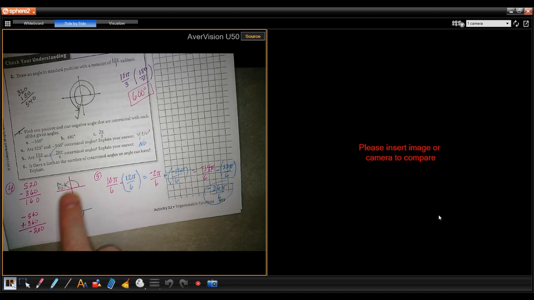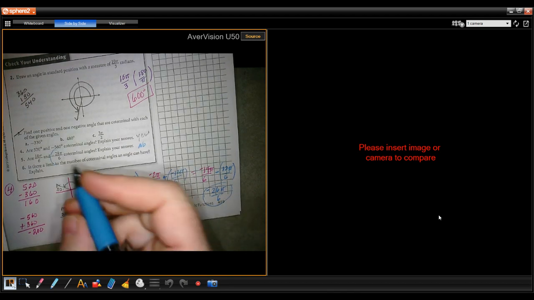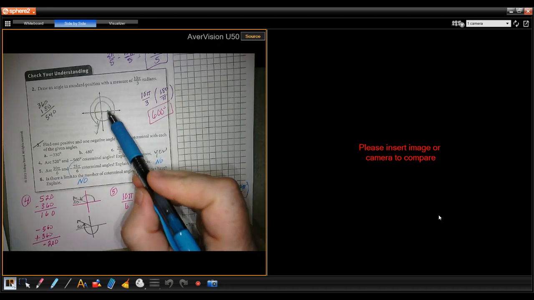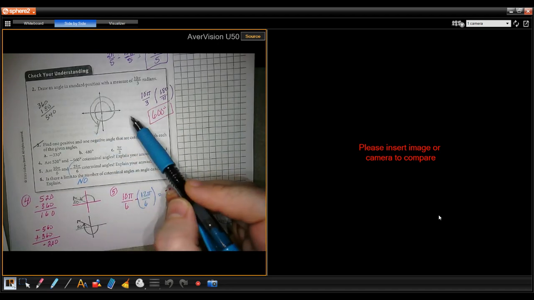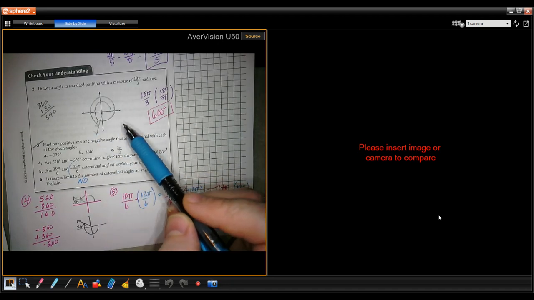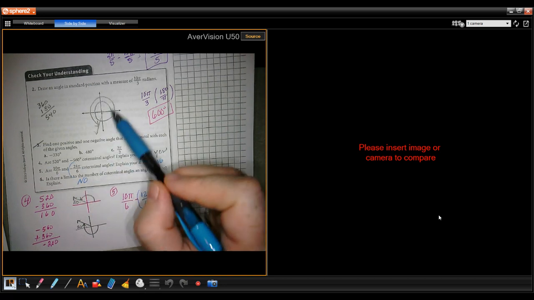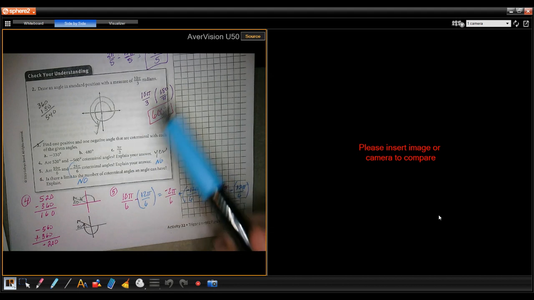Is there a limit to the number of coterminal angles an angle can have? What do you think? Is there a limit based on what we just did here? Hopefully you say no. There is no limit because you can just go around and around the circle as many times as you want. Infinity. Of course, infinity is not realistic, but no, there's no limit because you can go around and around clockwise, around and around counterclockwise.